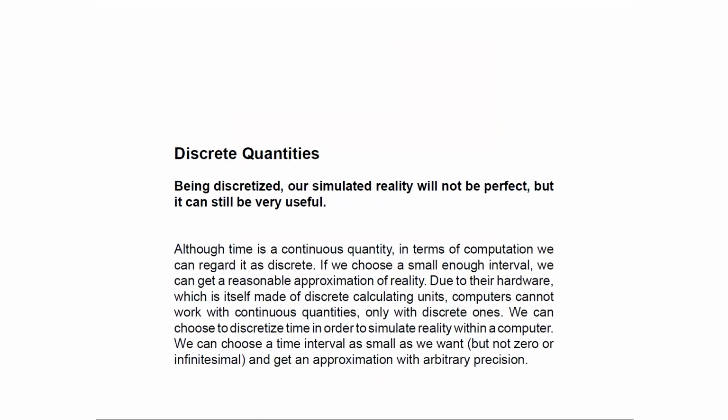Okay, and another concept when we talk about algorithmic design is discrete quantities. Everything needs to be discretized. So we are discretizing time as well as space. In a way, a discretized or simulated reality in the computer is not perfect, but it can still be very useful. This is a paraphrase from another source, where the idea is all models are wrong, but some of them are useful. So we're creating a model of reality.